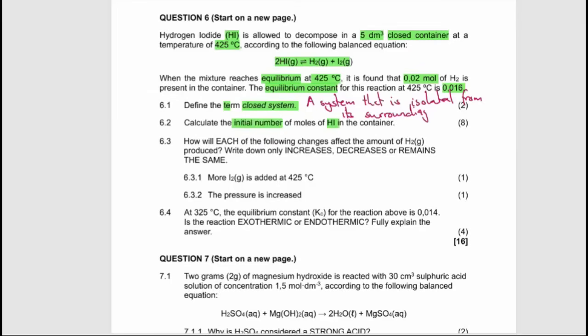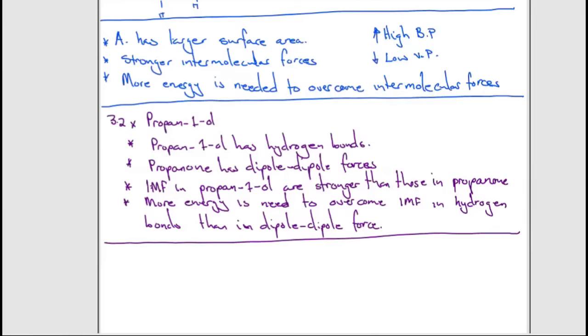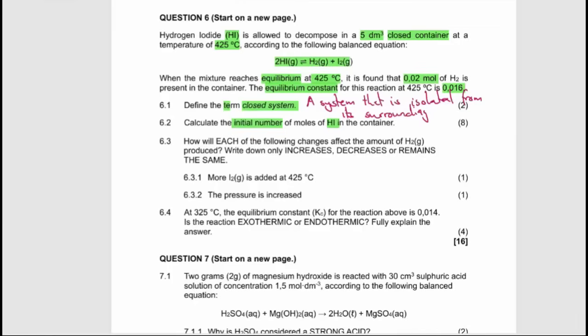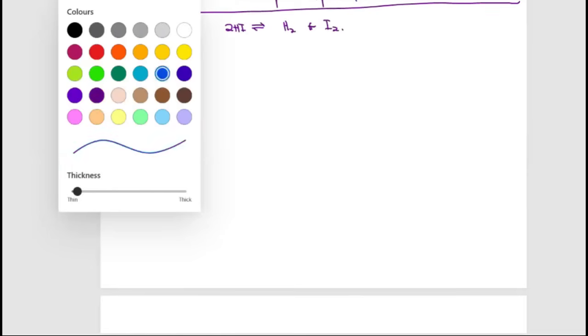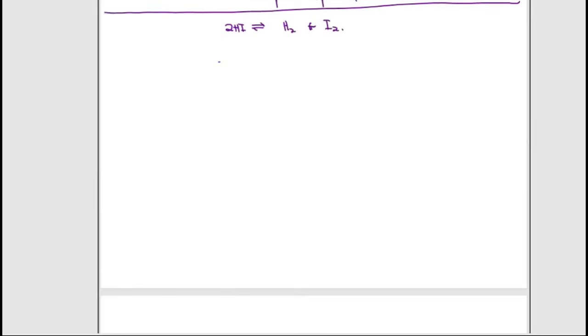Okay, so this is where we're going to make use of the RICE table. Allow me to use the space there at the bottom. I'm going to write out our main equation: 2HI to give me my hydrogen, which is a gas, plus my iodine, which is also a gas. So this is my original equation. I'm going to make use of the RICE table, and I'm going to draw something like this. Let me use the end part of this page there.